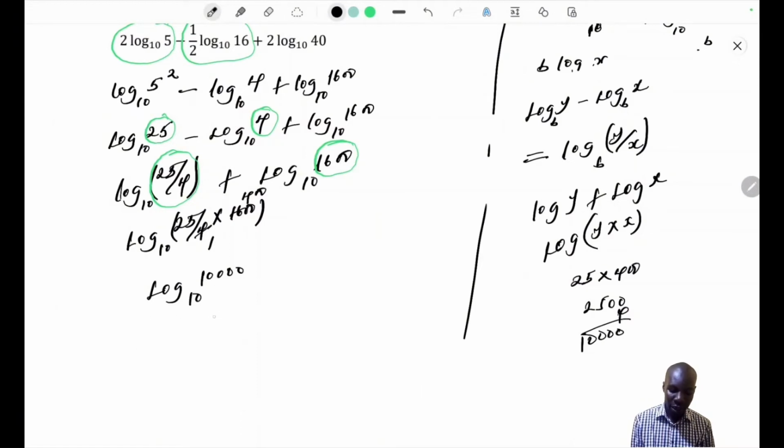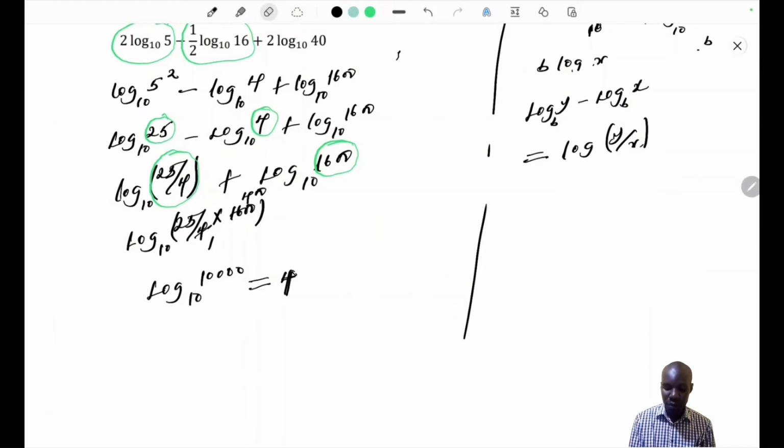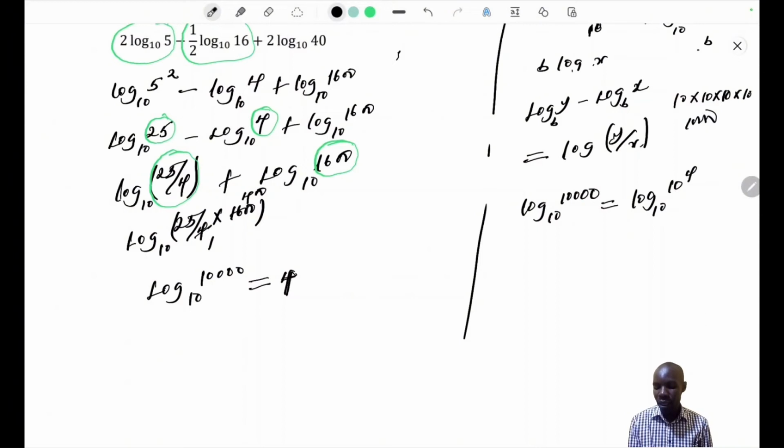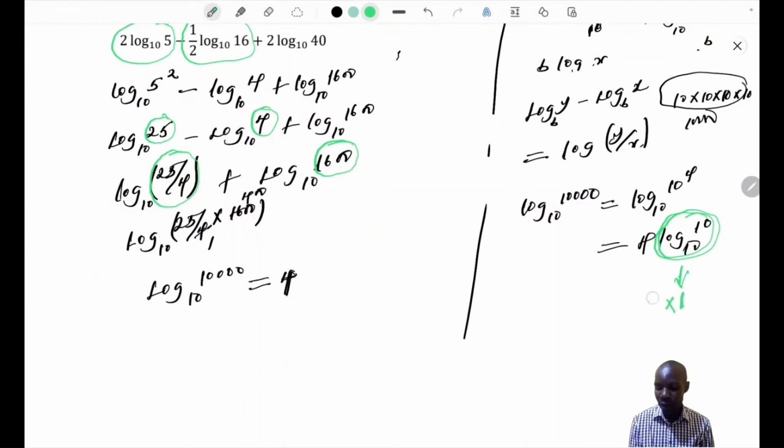And log of 10,000 to base 10 is equivalent to 4. Why are we saying it is equivalent to 4? Log of 10,000 to base 10 is equivalent to log of 10 to power 4 to base 10, because 10 times 10 times 10 times 10 gives us 10,000. This can be written as 4 log of 10 to base 10, and log of a number to its base is equivalent to 1. So we'll have 1 times 4, which is 4. That is why we are saying log of 10,000 to base 10 is equal to 4. So our answer is 4.